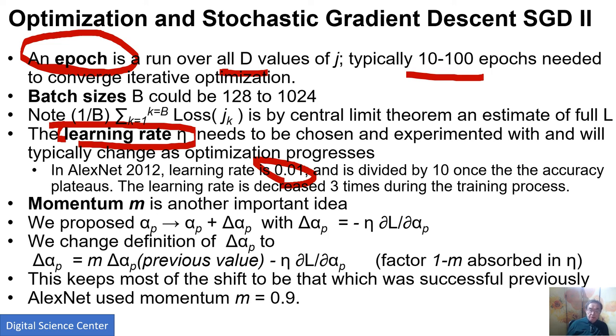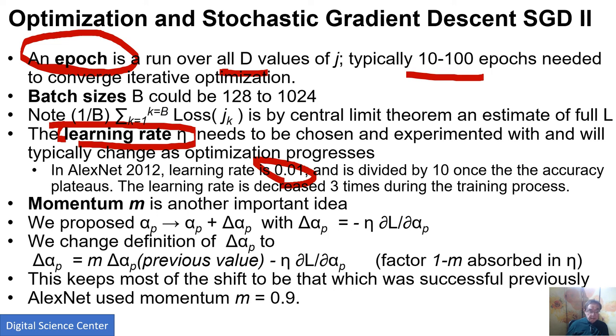And then you can move it in some sort of heuristic way as the procedure goes. In the case of AlexNet, they actually divided it by 10 three times. So that's just saying that when you're having difficulties, you really don't want to do a large jump, because you're bound to run into trouble.